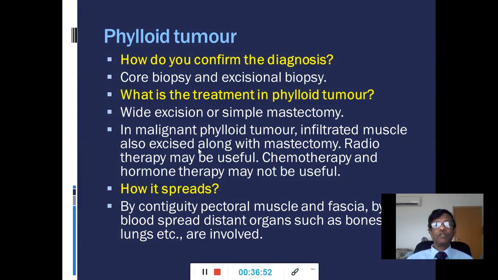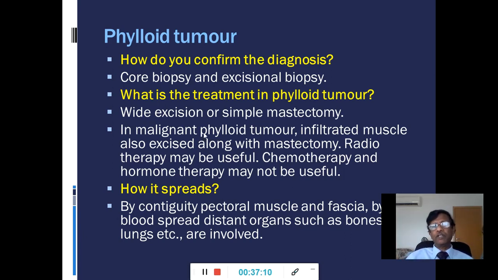How do you confirm the diagnosis? Core biopsy and excisional biopsy. Right, we can take a core biopsy, but sometimes even with the core biopsy you may not get a correct picture, so we can do an excisional biopsy to get a clear picture.